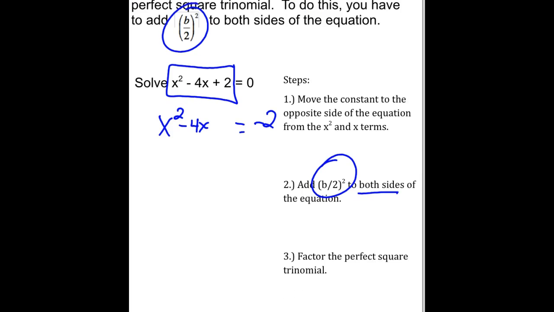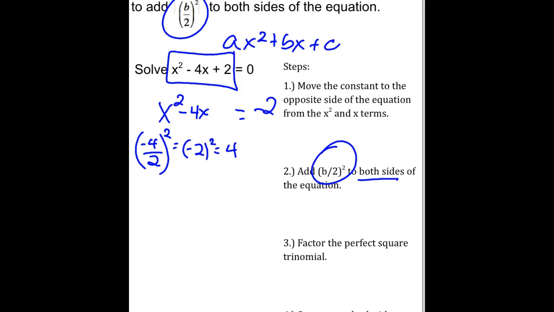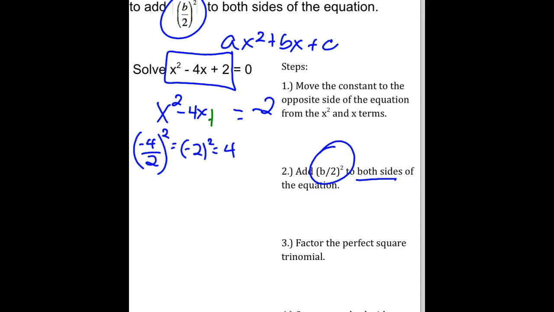So, we need to calculate what is b divided by 2 squared. I'm going to take my middle term. Remember how we have ax squared plus bx plus c? So b is the number in front of x. In this case it's a negative 4. I need to take half of it, divide it by 2, and square it. What do we get? We get -4 divided by 2 is -2. Squared gets us a 4. That's the perfect number. That's the one that's missing. So I'm going to add 4 to both sides.